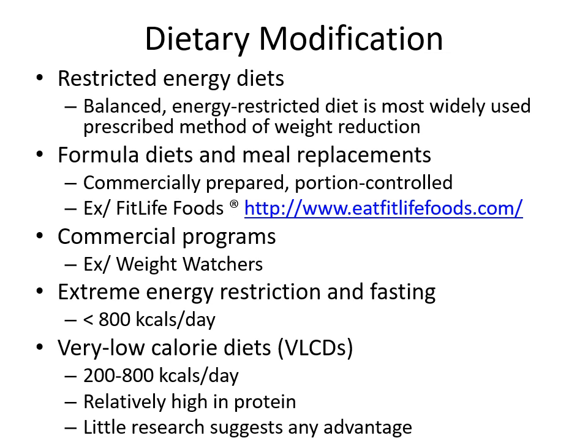Then there's extreme energy restriction or very low calorie diets. These are two different subcategories: less than 800 calories a day, and very low calorie diets, somewhere between 200 to 800 calories a day, that are high in protein. Again, there's little research that suggests that they have any advantage over more gradual long-term weight loss.